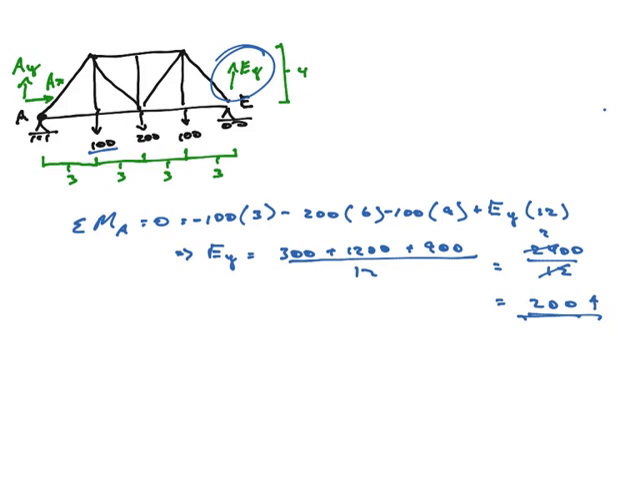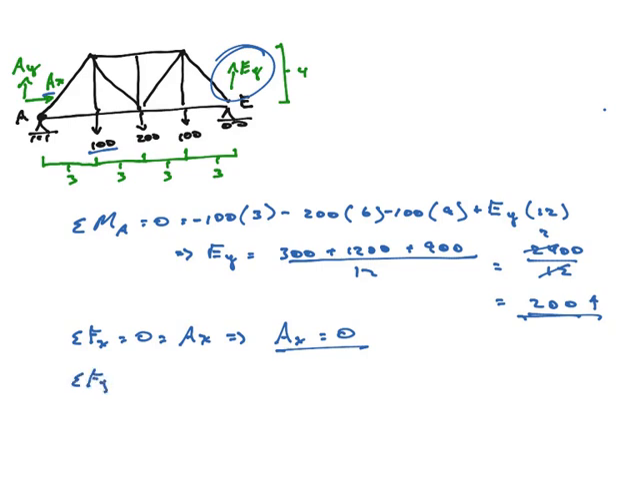All right, so that's my first reaction equation. Next, let's look at the sum of the forces in the x direction. That's equal to 0. What are all the x forces here? Well, I've got AX to the right, so positive AX, and that's it. There's no other horizontal force in this truss, so AX is equal to 0. There we go. There is no horizontal reaction at A.